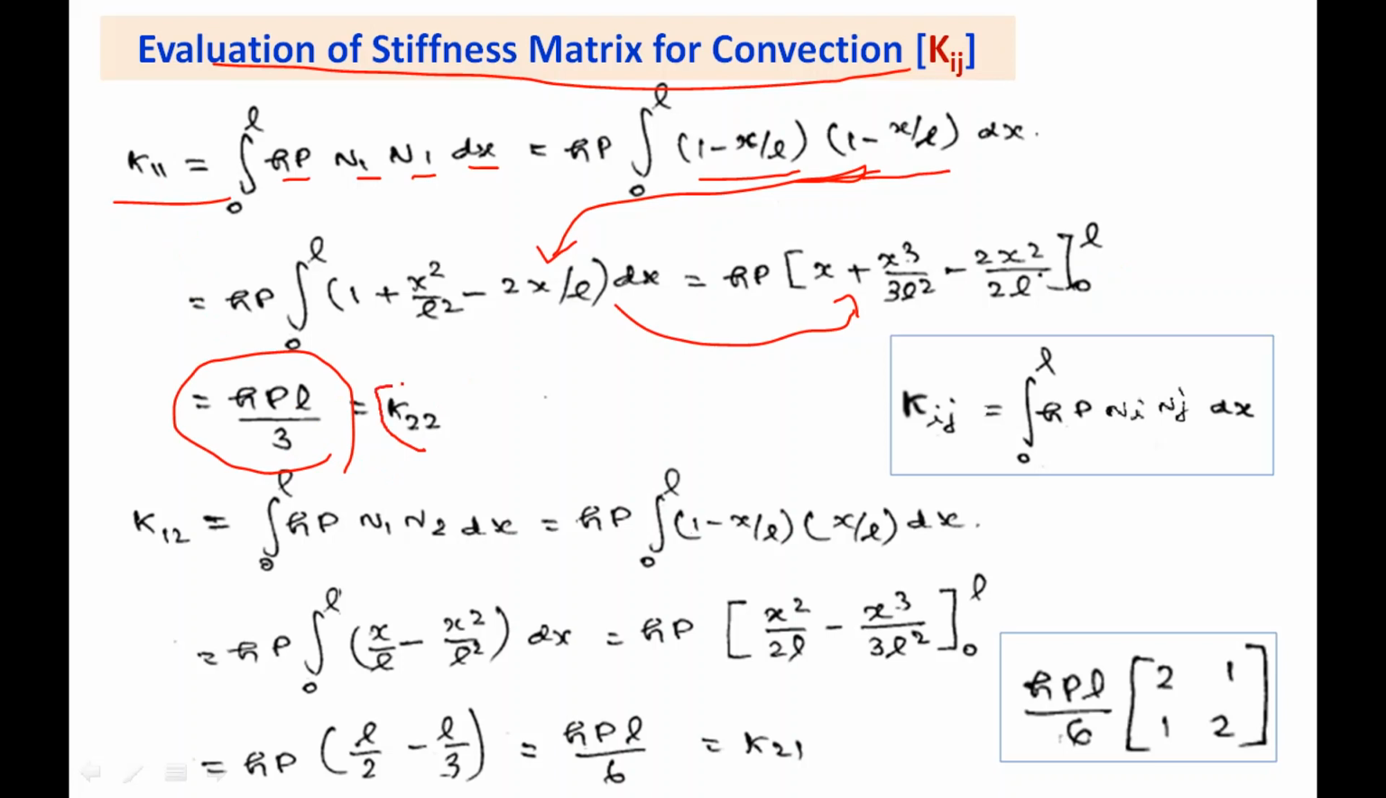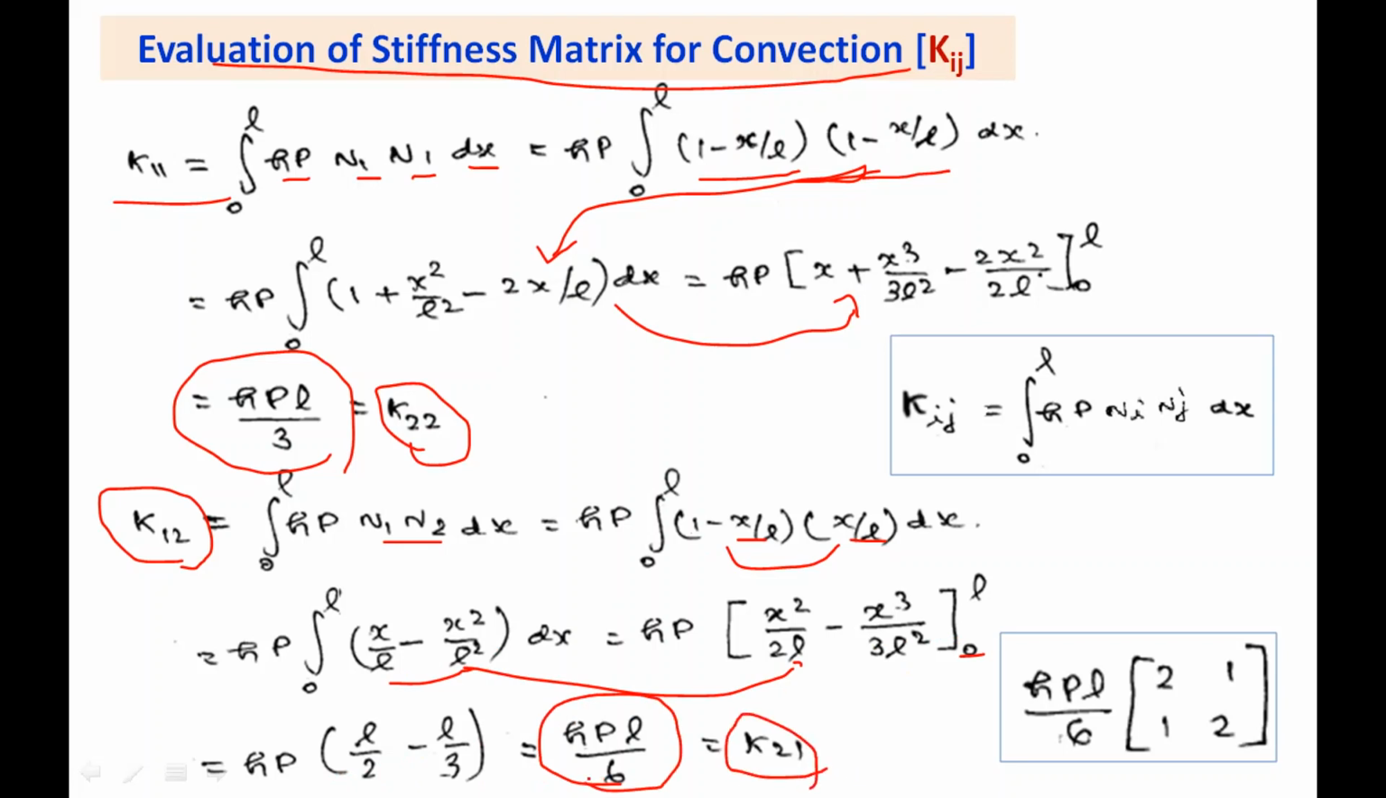When you find the expression for K22, we will also get the same expression, HPL by 3. Now coming to K12 for the convection matrix, integral 0 to L of HP N1 N2 dx. Substitute the N1 and N2 values, multiply these two, do the integration and apply the limits, and we get the value HPL by 6. For K21 also we will get the same value.